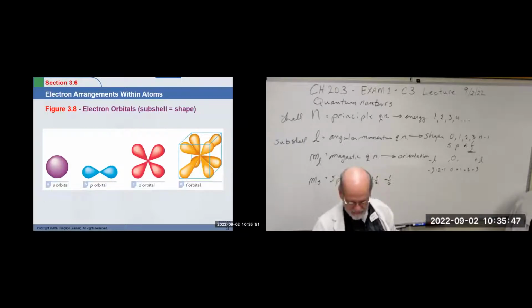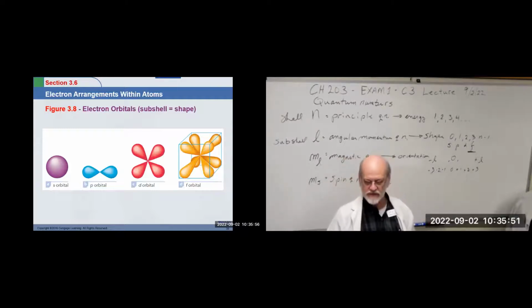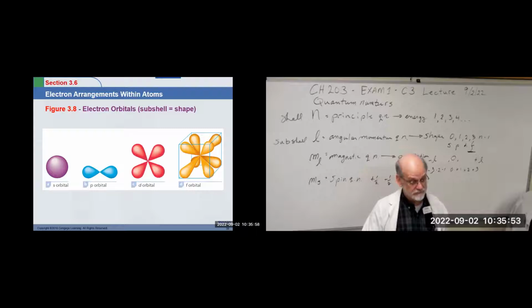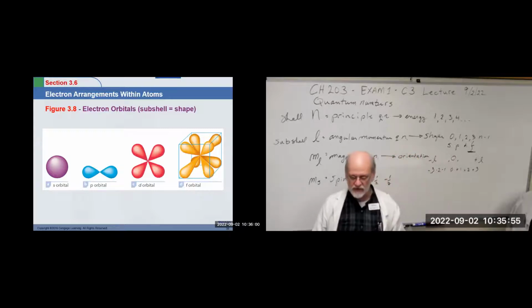Let's see. They can have some weird shapes. The S orbitals are the easiest to understand. They're spherical. The P orbitals are kind of dumbbell shaped. The D orbitals are like a double dumbbell, and the F orbitals are really weird.